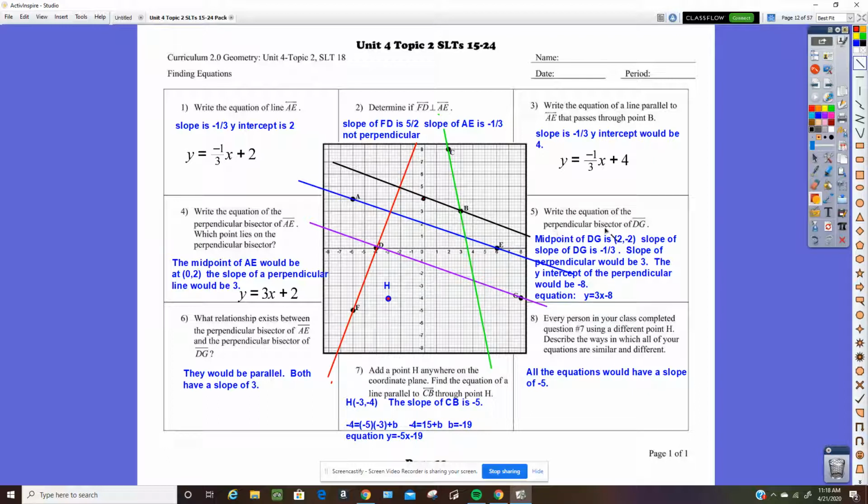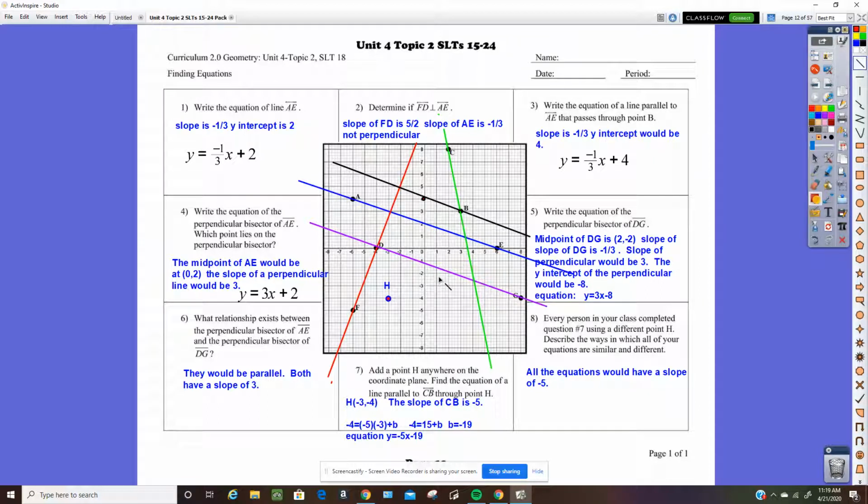And then number 5, write the equation of the perpendicular bisector of DG. So the midpoint of DG is 2, negative 2 right here. So you could either use similar triangles once again, these two similar triangles, or you can find the ordered pairs of DG and add the x's, divide by 2, and add the y's, divide by 2. And the slope of DG is negative 1/3, so the slope of the perpendicular would be 3, and the y-intercept of the perpendicular would be negative 8.